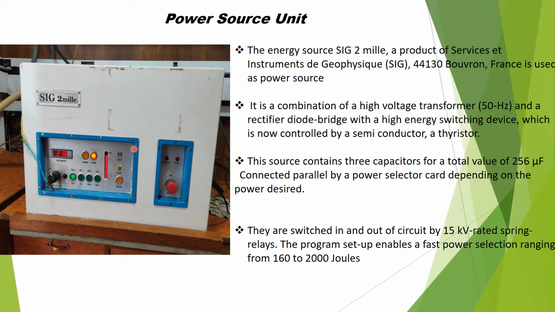It contains three capacitors with a value of 256 microfarad, and these capacitors are connected in parallel, okay, and selected by a power selector cord depending on the power desired. Now these are switched in and out of the circuit by 15 kilovolt rated spring relays, and we are having fast power selection ranging from 160 joule to 2000 joules. Generally for shallow seismic survey within the territorial waters, we generally use 160 joule. It is more than sufficient for a practical purpose.